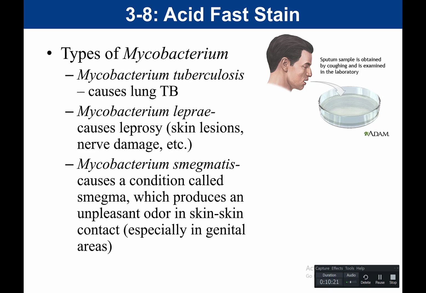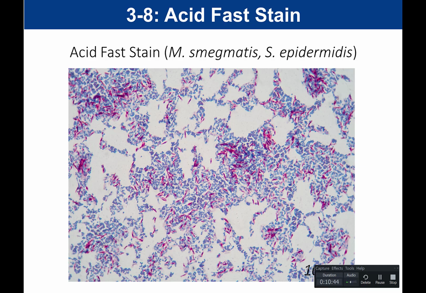So again, in terms of what organisms you need to know for this, you don't need to know Mycobacterium leprae or Mycobacterium smegmatis, but you should know an example organism for an acid-fast stain would be Mycobacterium tuberculosis, which causes lung TB. You should be able to recognize an acid-fast stain. Notice we have our blue cells and then our magenta cells. The blue cells are the acid-fast negative. The pinkish cells are the acid-fast positive cells.